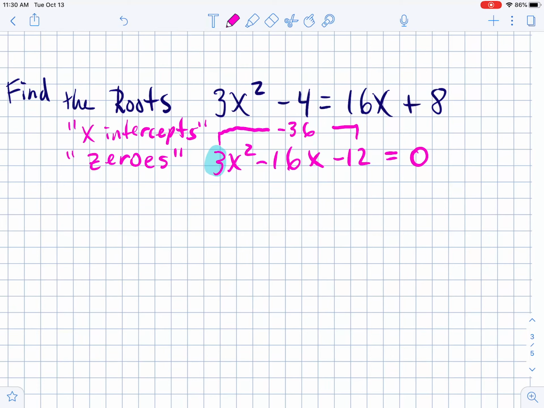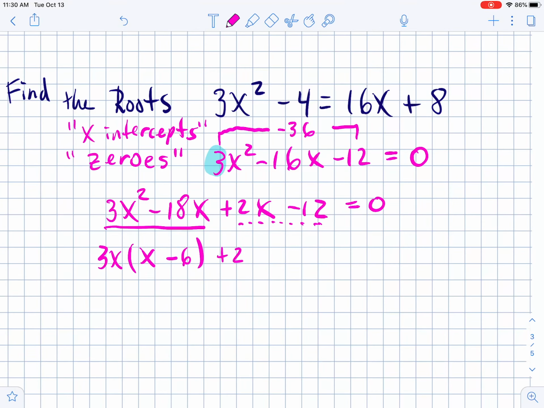3 and the negative 12 is negative 36. Two numbers that multiply to negative 36 but add to negative 16 are negative 18 and positive 2. Do your little cross off to the side. Negative 18x plus 2x minus 12. And then you double babies, so do the front and the back separately.